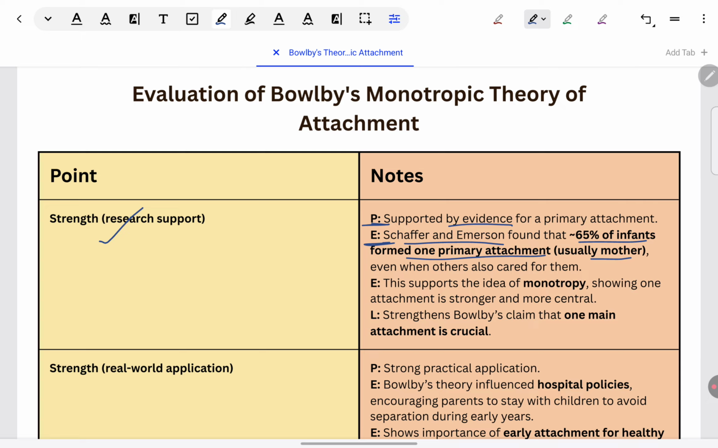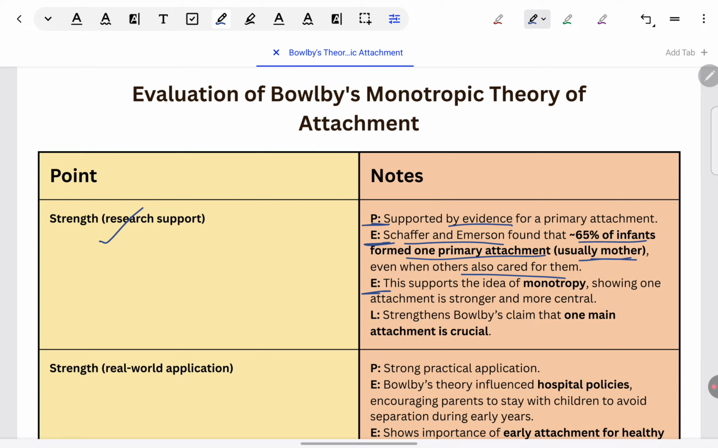So they had usually the mother to whom they would direct most of the social releasers, most of the time trying to get her attention, and it would be the mother who was taking care of most of their needs. The other figures who were there, like father, grandparents, siblings, were not doing as much of a duty as the mother, and were not being called out to as much by the baby. Others also cared for them. There were other attachment figures, but they were not as important as the mother for the reasons I described.